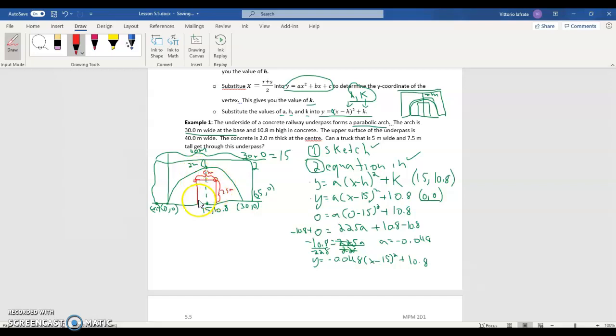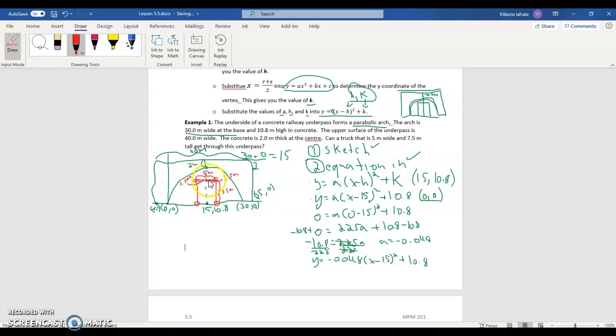And so to figure that out, I need to find what these x values of the truck edges are. So remember, the truck is 5 meters wide, assuming it's going through the middle, which means there should be 2.5 meters on both sides, 2.5 meters here and here. If it was 6, it would have been 3 and 3.